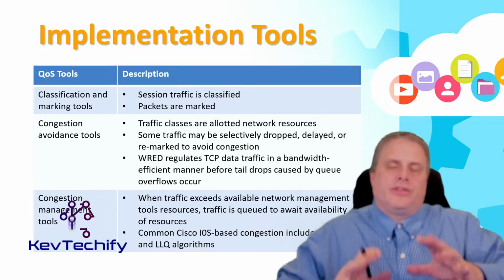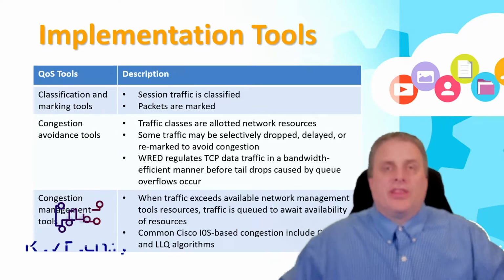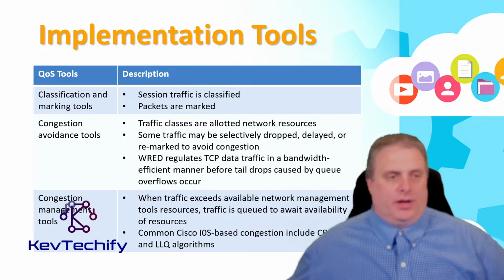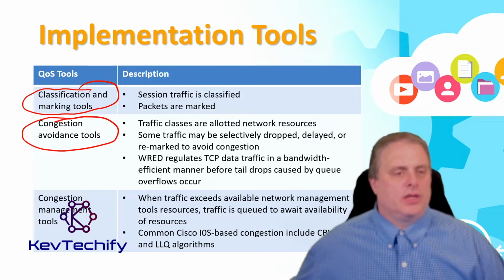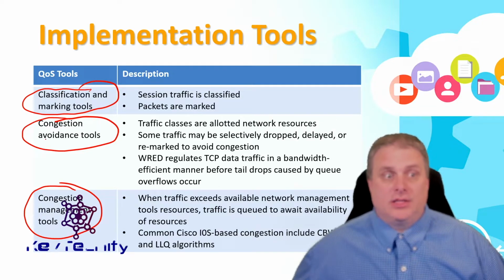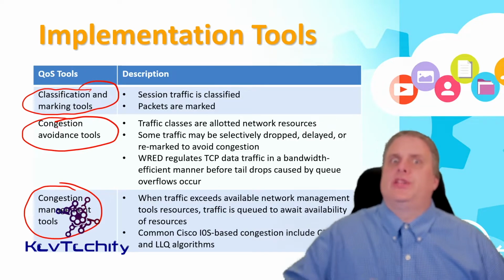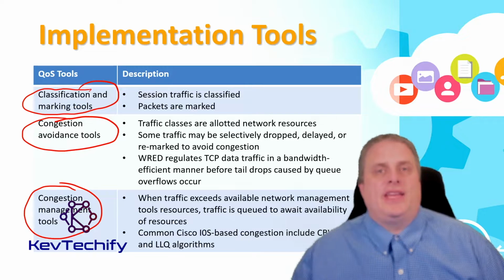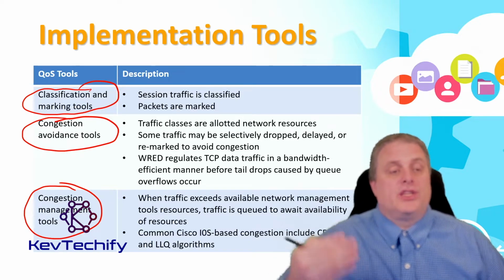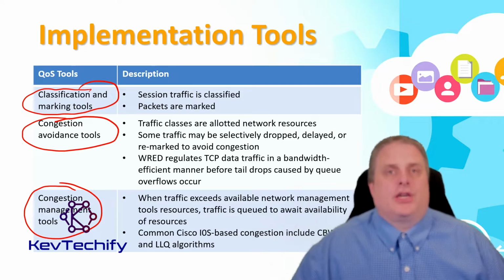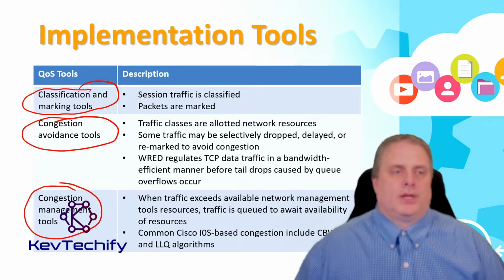When we look at quality of service implementation tools, there's three broad categories. First, we have classification and marking tools. Next, we have congestion avoidance tools. And finally, we have congestion management tools. The first one looks at classifying our data. The second one is these tools are going to try to avoid any congestion before it happens. And then the third one, congestion management: we have congestion, how are we going to manage it?